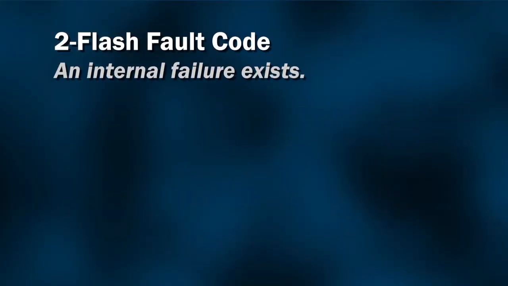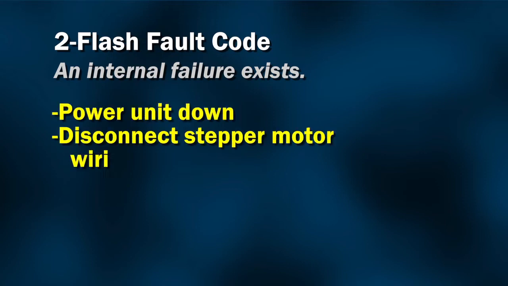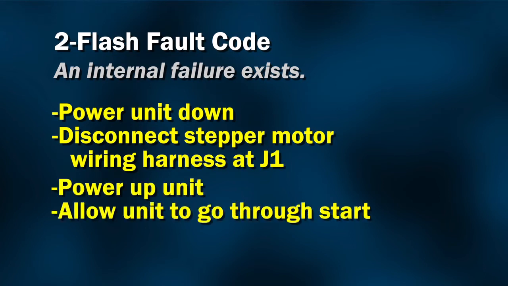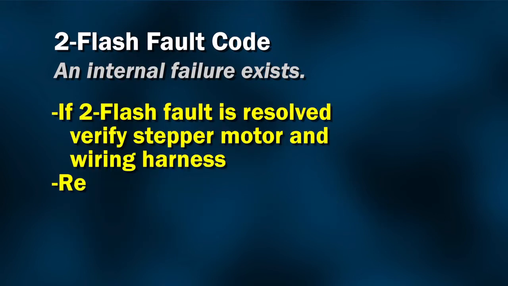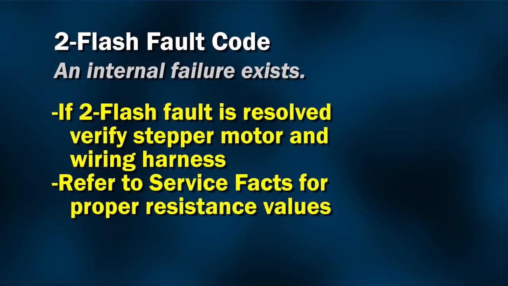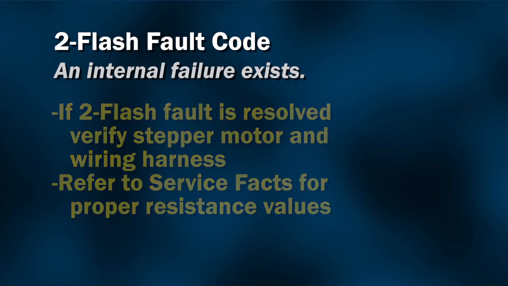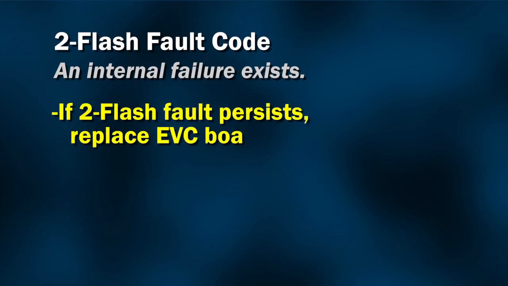To resolve this fault code, power down the TAM7 and disconnect the stepper motor wiring harness from the EVC board at connector J1. Power up the TAM7 and allow the unit to go through the power-up sequence. If the 2 flash fault code is resolved, verify the stepper motor and wiring harness by referring to the unit's service facts document for proper resistance values and repair or replace as necessary. If the 2 flash fault code persists, the EVC board must be replaced.